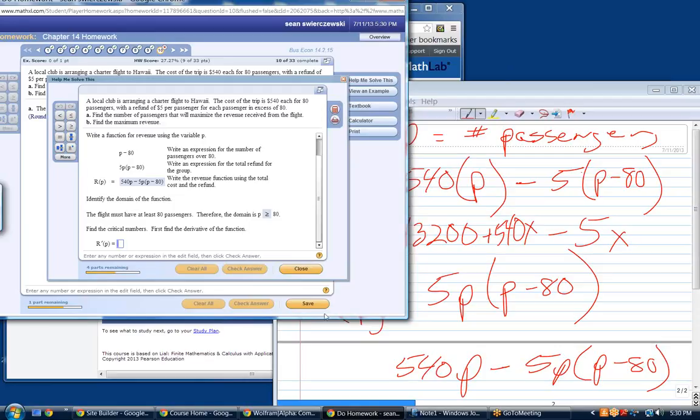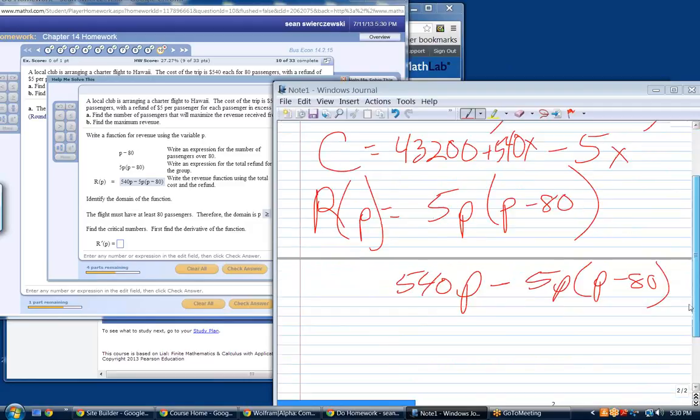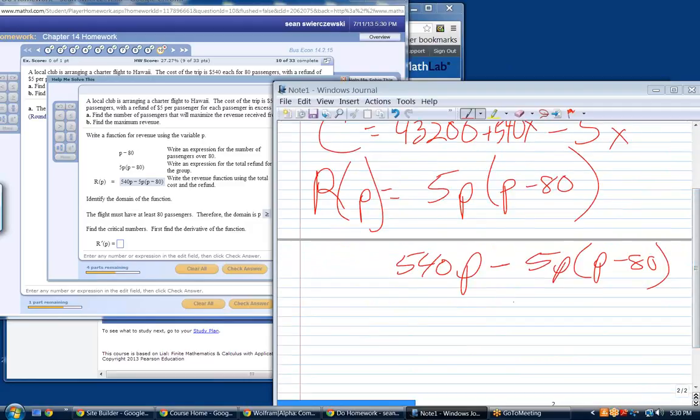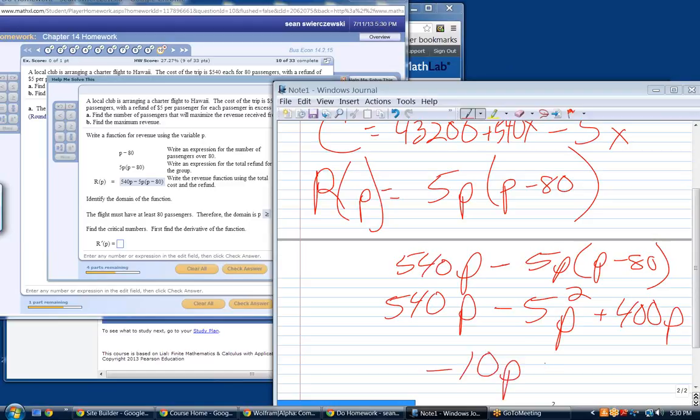So the first derivative is 5... Let's see. Negative 5p. So this is negative minus 10p. 5p squared minus 400 plus 400p. And we still have a 540p. So it'd be negative 10p plus 940 is the derivative. So P equals 94 customers is going to produce the maximum.